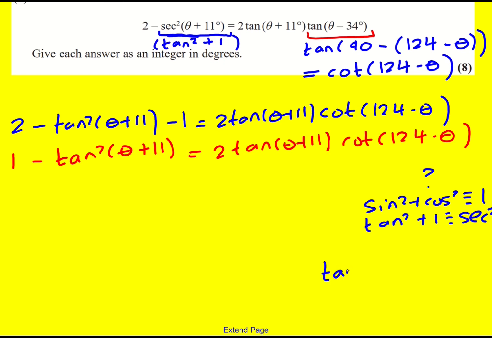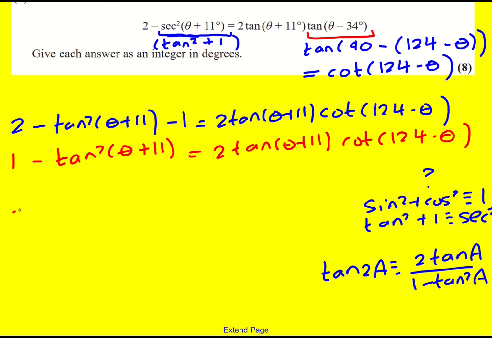Because tan 2a is actually equal to 2 tan a over 1 minus tan squared a. So if you can identify that, then you're on to a winner. We just need to rearrange this.